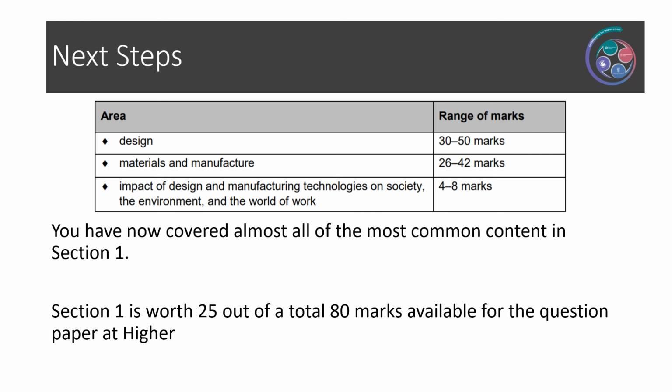You have now covered almost all of the most common content in Section 1. Section 1 is worth 25 out of a total of 80 marks available for the question paper at higher level. As you can see, there is a lot of course content we've already covered for those other areas in Section 2.